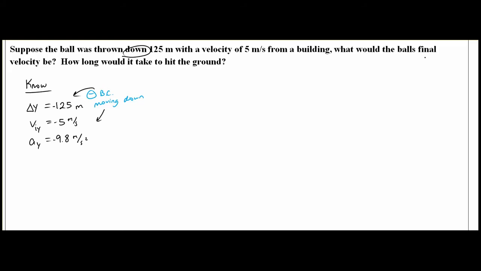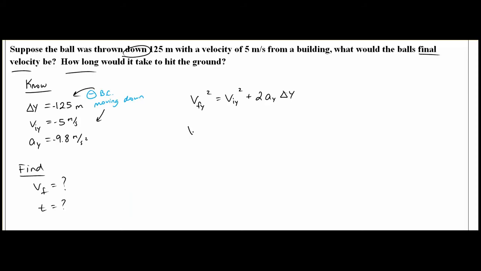The question says, what would the ball's final velocity be? So the things I'm trying to find are v final, and then how long, what is the time for that? The first thing I'm going to do is look for an equation that has delta y, initial y velocity, ay, and v final, and that would be the third equation. The third equation says that v final y squared equals v initial y squared plus 2 ay delta y.